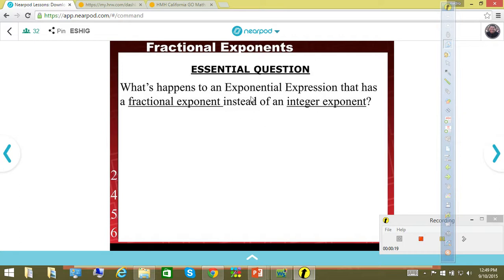You don't have to copy this. Just think about it. What happens with an exponential expression that has a fraction for an exponent instead of an integer? We already know what happens, right? So all you have to do is write it on your own in the summary at the end.